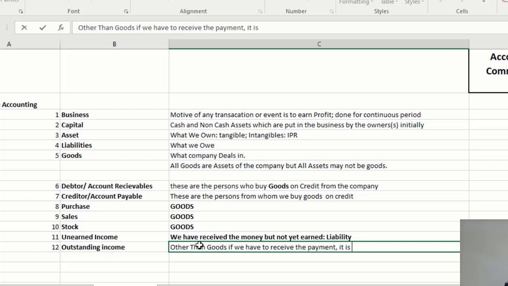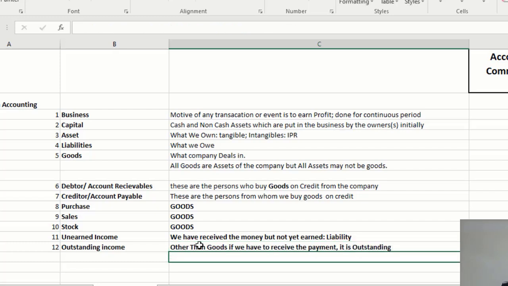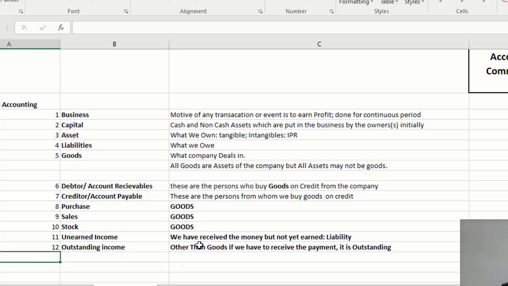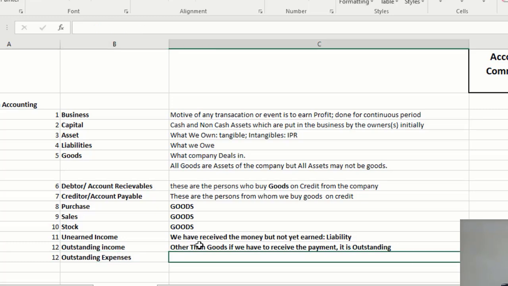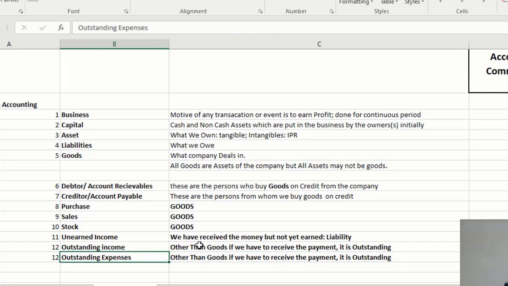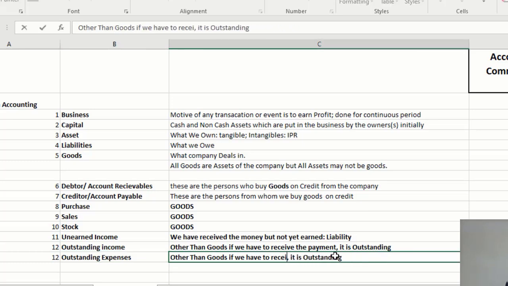it is outstanding. Outstanding means it is still to be received. Outstanding expenses, again other than goods. Rather I will say, if we have to make payments.